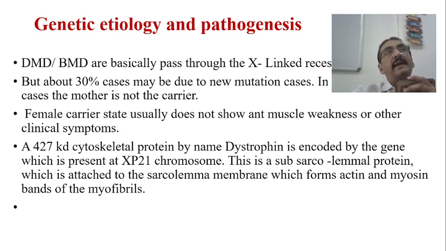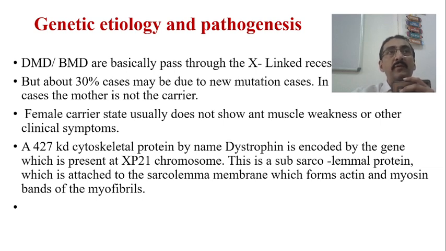Now, if you look into the genetic etiology and pathogenesis, DMD and BMD are both X-linked recessive disorders, but about 30% of the cases may be because of new mutation. 70% of the cases are because of the X-linked recessive trait, but in 30% of cases DMD can occur because of new mutation. Therefore, sometimes it can also be seen in a female. In these new mutation cases, the mother is not the carrier.